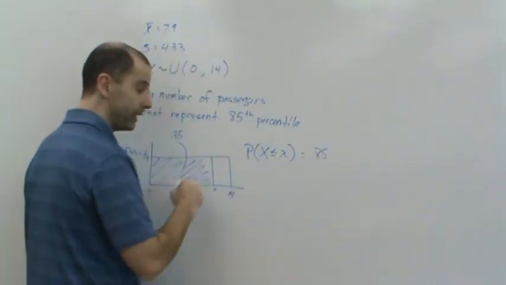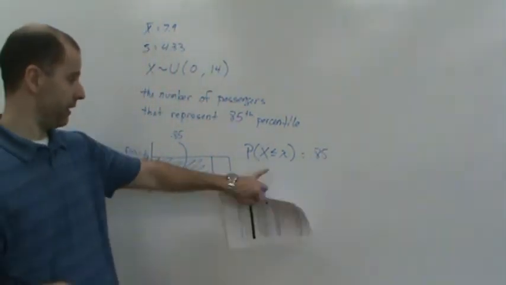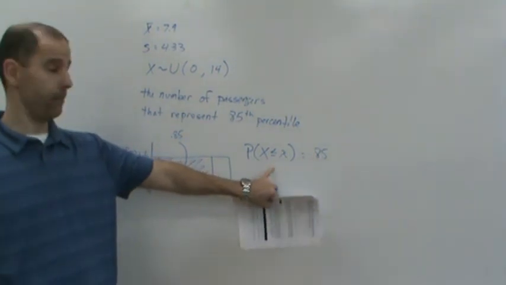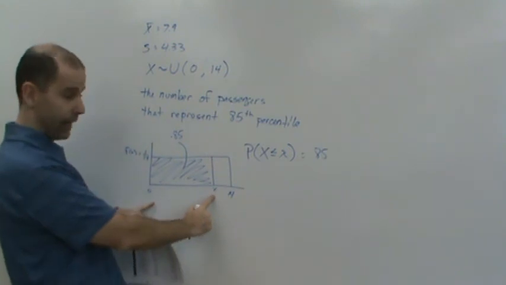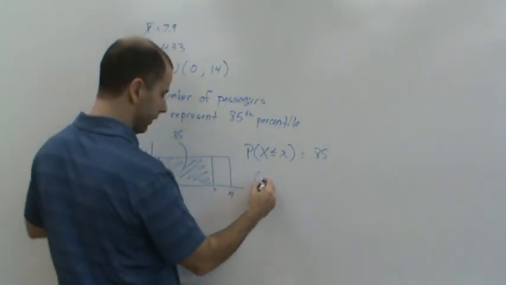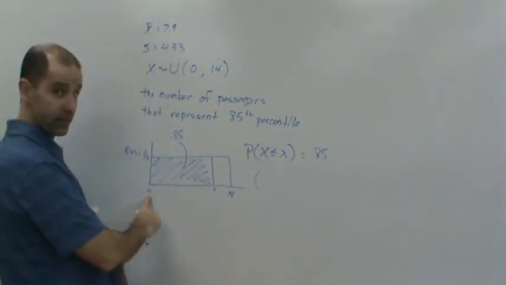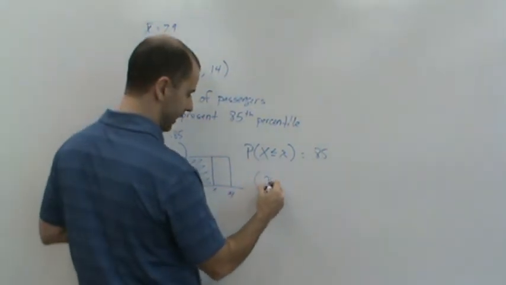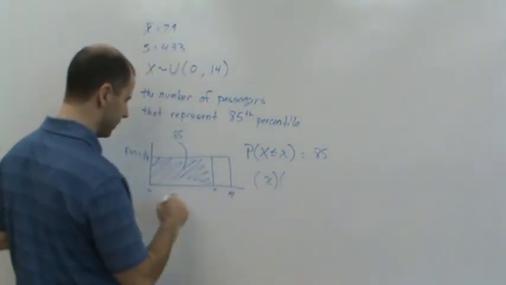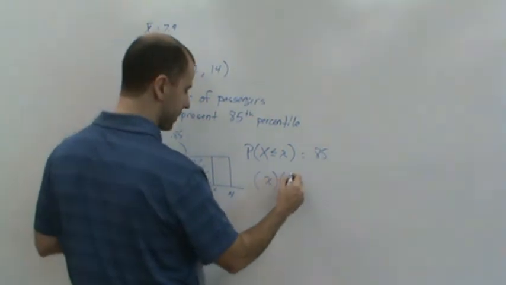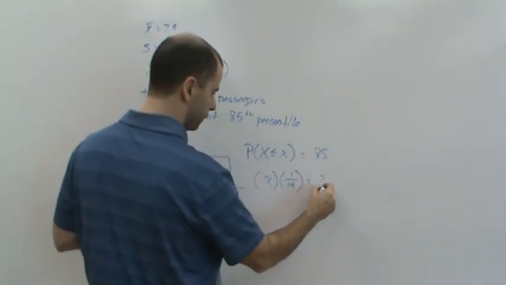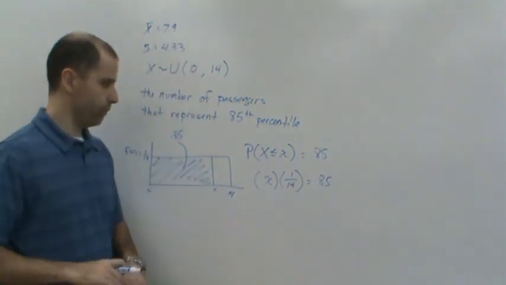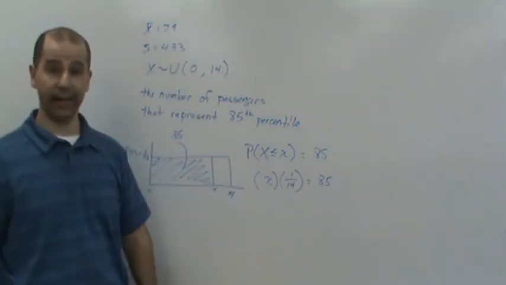Well, how do we calculate the probability of this? Well, remember our formula? Base times height. So what's the length of the base here? It's going to be what? X minus 0. So it's just x times the height. What's the height? 1 over 14 equals 0.85. Now we can solve for x, and we're done.